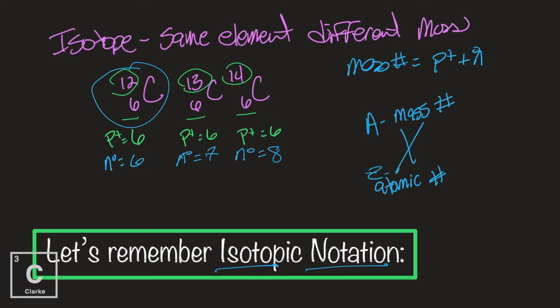And we've already got some examples. Carbon, atomic number was 6, its mass number is 12. This carbon, atomic number 6, mass number 13. Carbon, atomic number 6, means it has 6 protons, mass number 14. So isotopic notation, you're going to write the symbol, mass number, atomic number. Mass number is always going to be on top. The big number is always going to be on top.